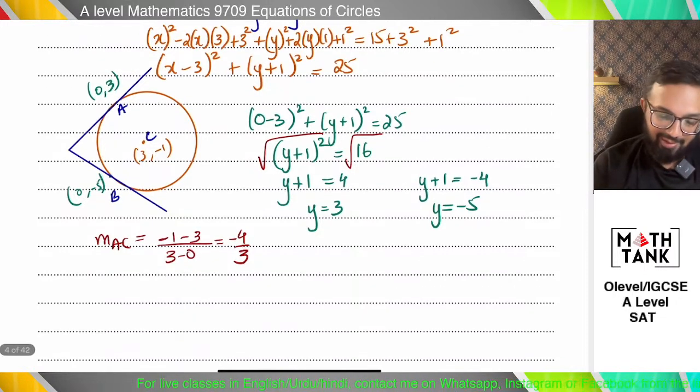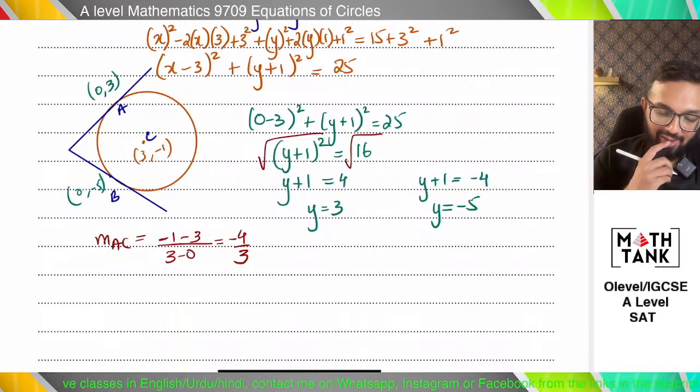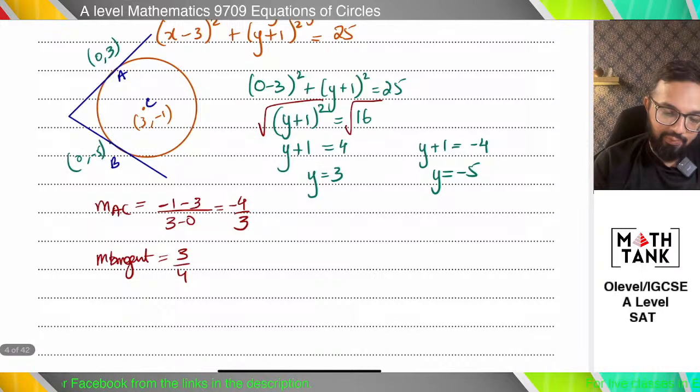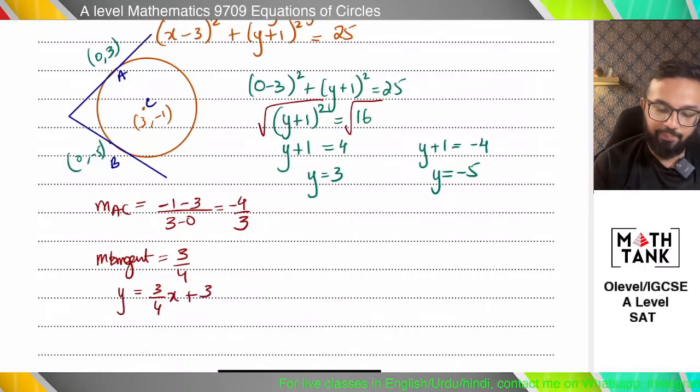Brilliant. That's what I get. Okay. Gradient of AC, so the gradient of the tangent would be 3 over 4. I will construct the equation of that. The y-intercept is obviously there, so it's going to be y equals 3 over 4x plus 3.